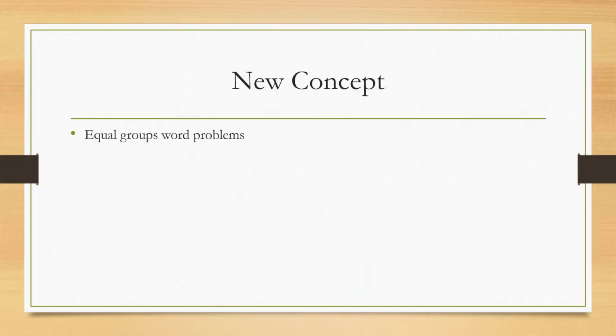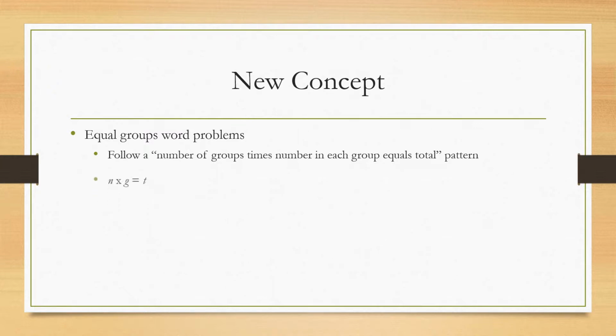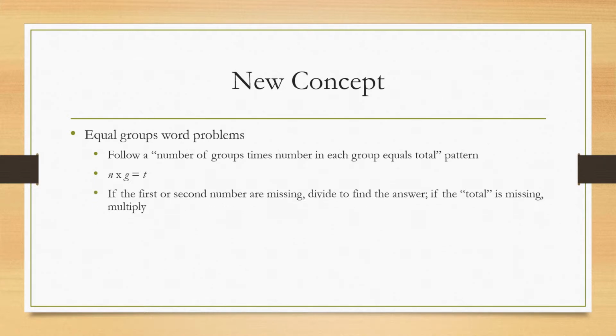So today we're talking about equal groups word problems. These are a multiplication problem, so they follow a number of groups times the number in each group equals the total pattern. And this is a way we represent that: N stands for number of groups, G stands for number in each group, and T is total. So for missing the first or the second number, the number of groups or the number in each group, we have to divide to find the answer. If the total is missing, then we have to multiply.